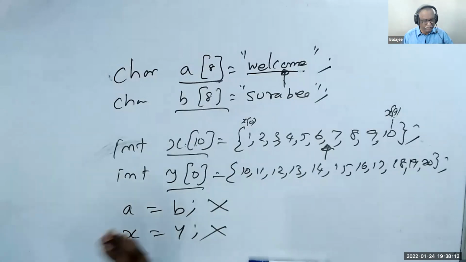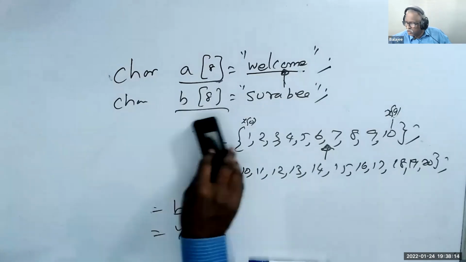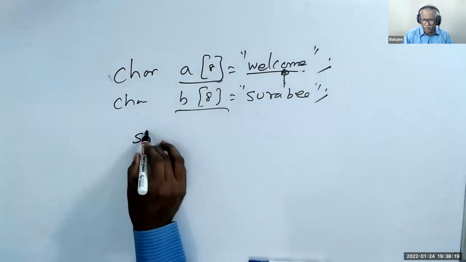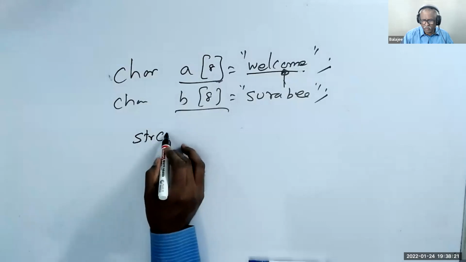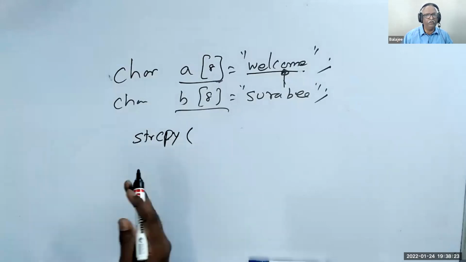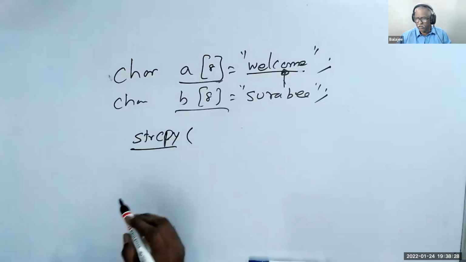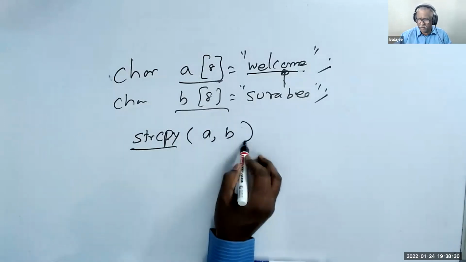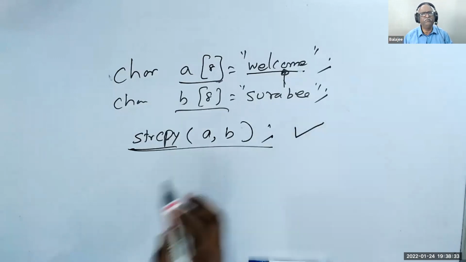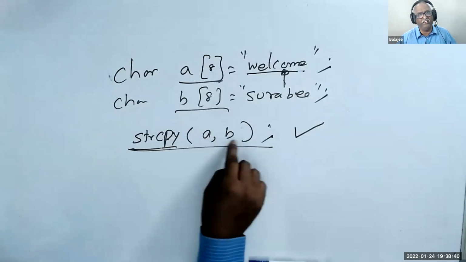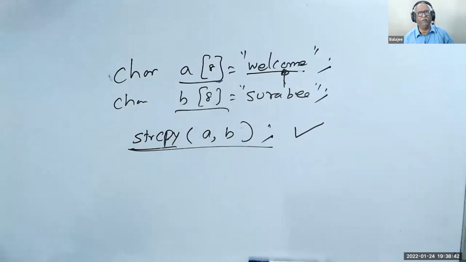You have to use a separate function called string copy. Or you can write your own function. We will write it in a coming sum. So strcpy A comma B. This is fine. This is acceptable. How we do it internally, we will see that tomorrow, because I have to explain pointers. Since I have not explained pointers, I'm not confusing you.